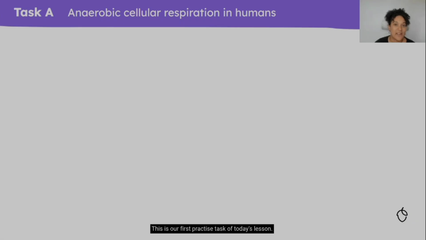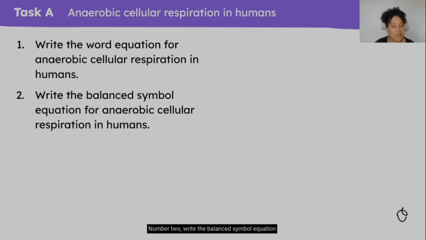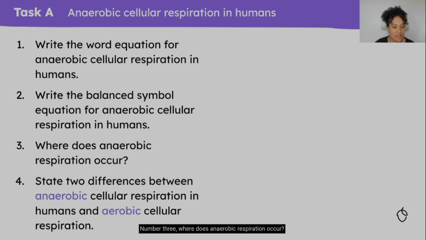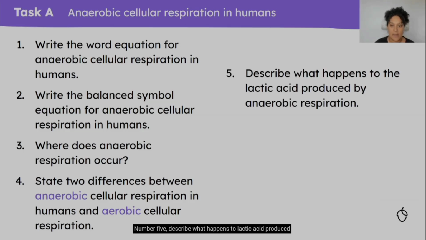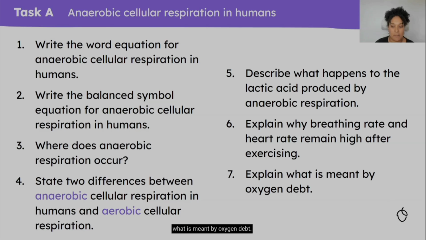This is our first practice task of today's lesson. Number 1, write the word equation for anaerobic cellular respiration in humans. Number 2, write the balanced symbol equation for anaerobic cellular respiration in humans. Number 3, where does anaerobic respiration occur? Number 4, state 2 differences between anaerobic cellular respiration in humans and aerobic cellular respiration. Number 5, describe what happens to the lactic acid produced by anaerobic respiration. Number 6, explain why breathing rate and heart rate remain high after exercising. And finally, number 7, explain what is meant by oxygen debt.